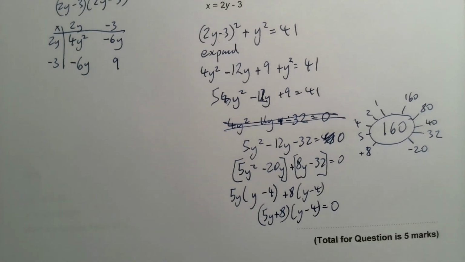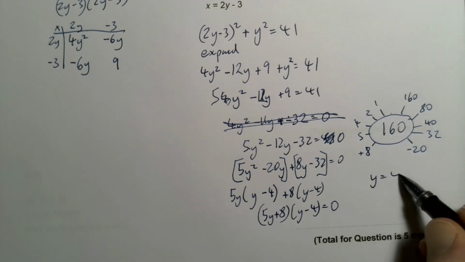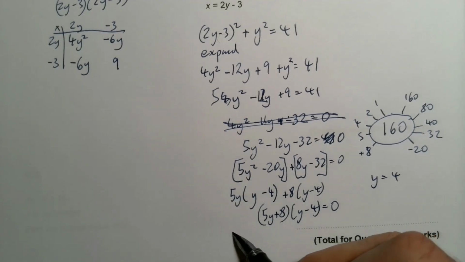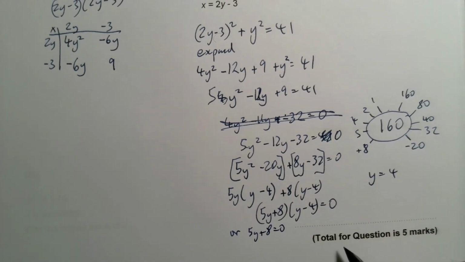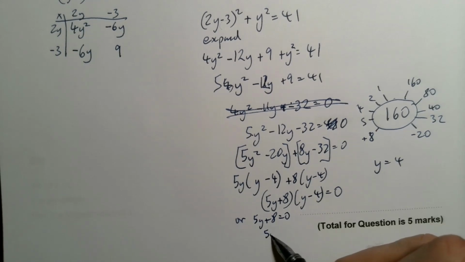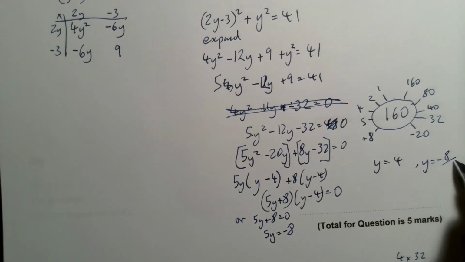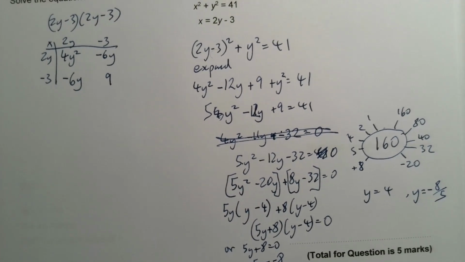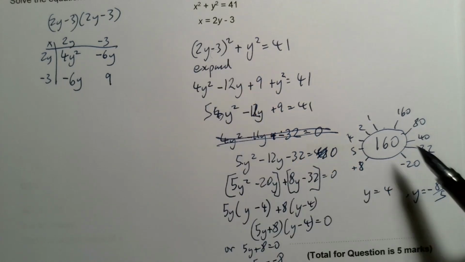Now the solutions are going to be y equals 4, because they're what makes the bracket equal 0, just like before, or 5y plus 8 equals 0. So I could take 8 away, that would give me negative 8, and then divide by 5, and I get y equals negative 8 over 5. We're almost there now. Then we go back into the easy equation and we find out what x is then.